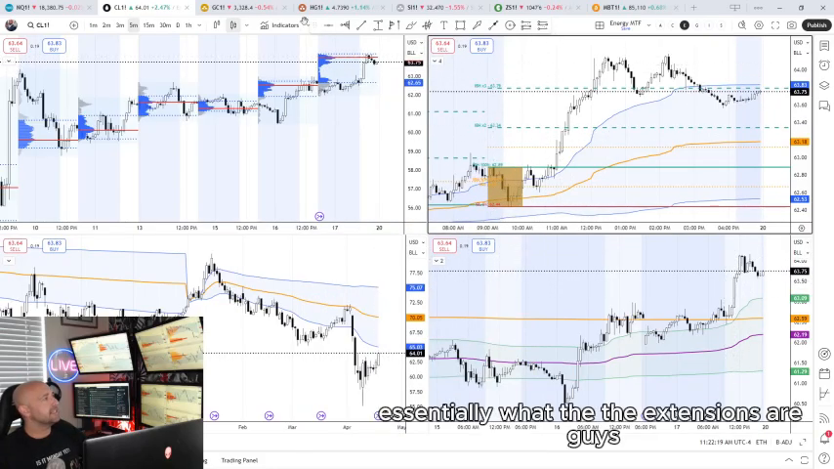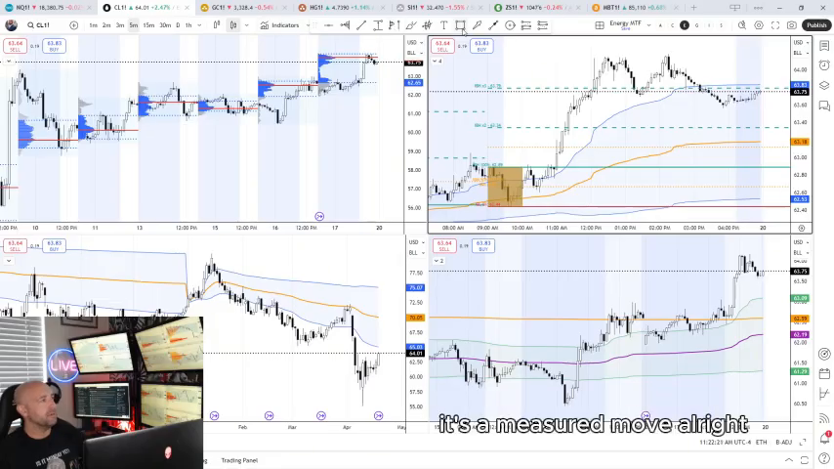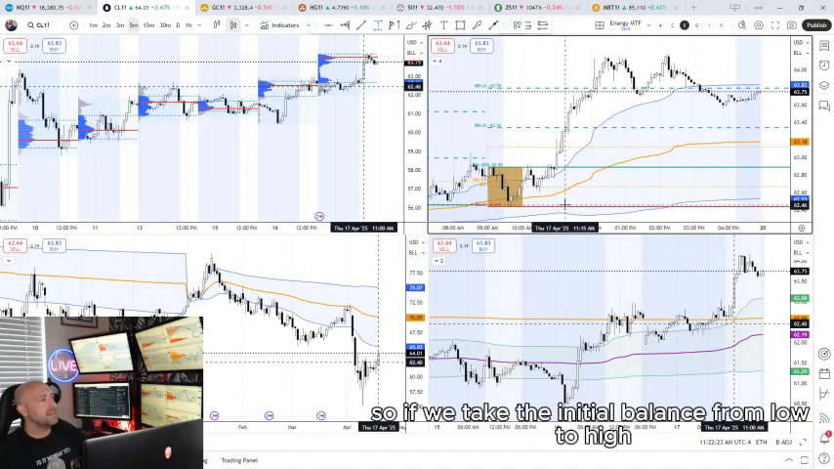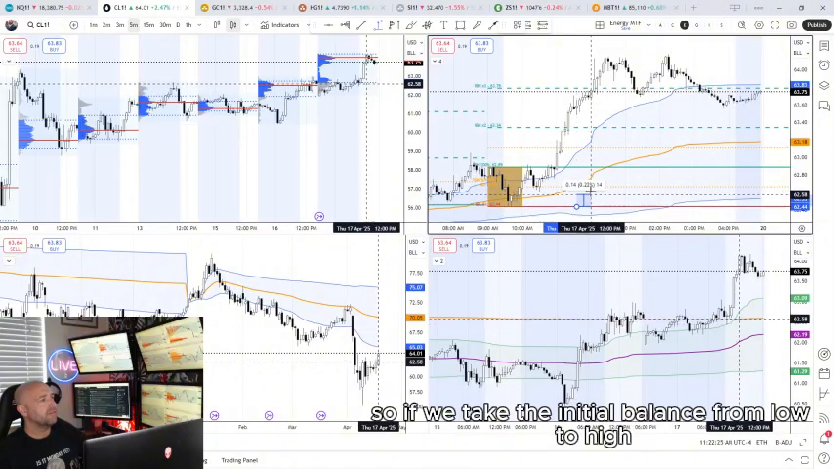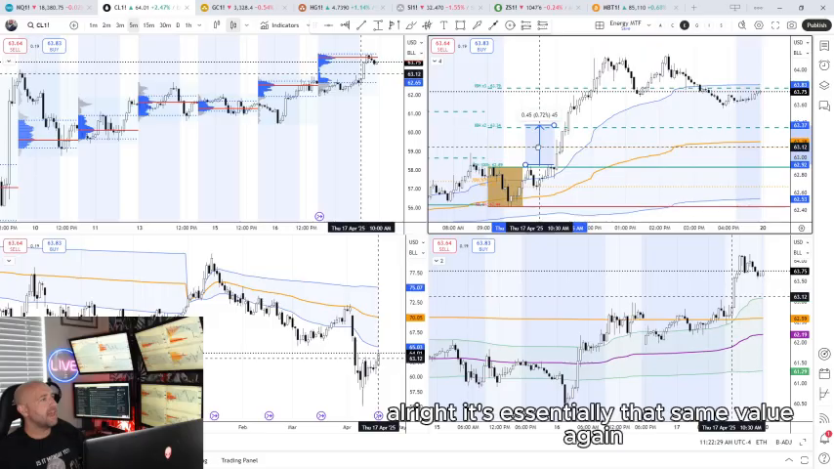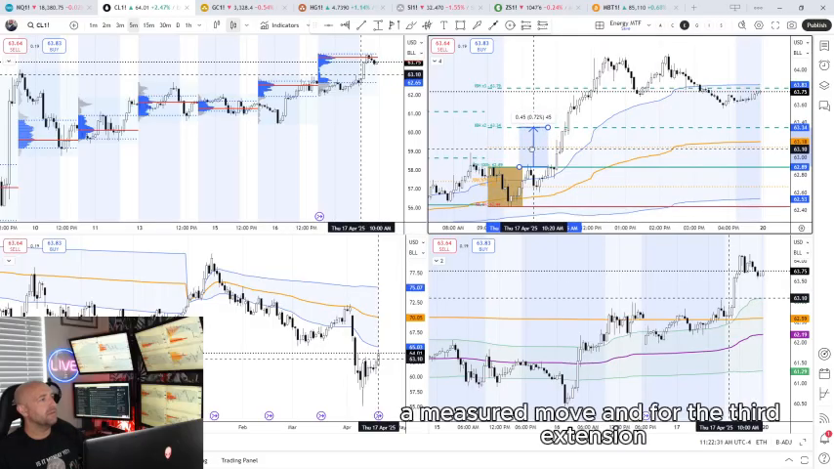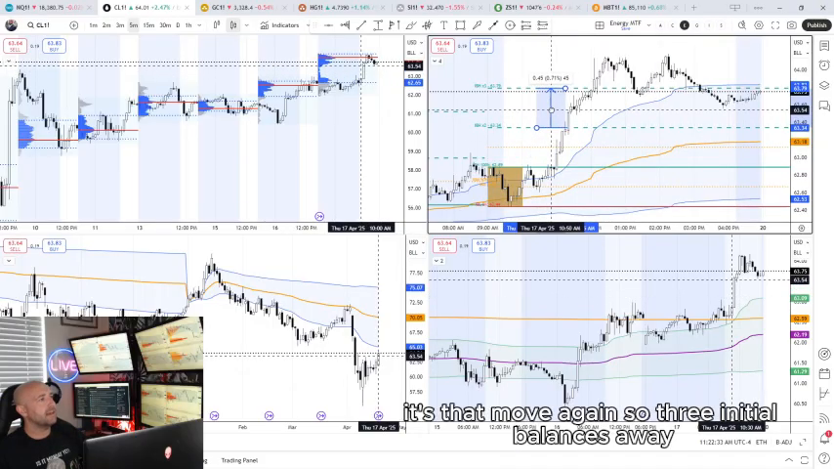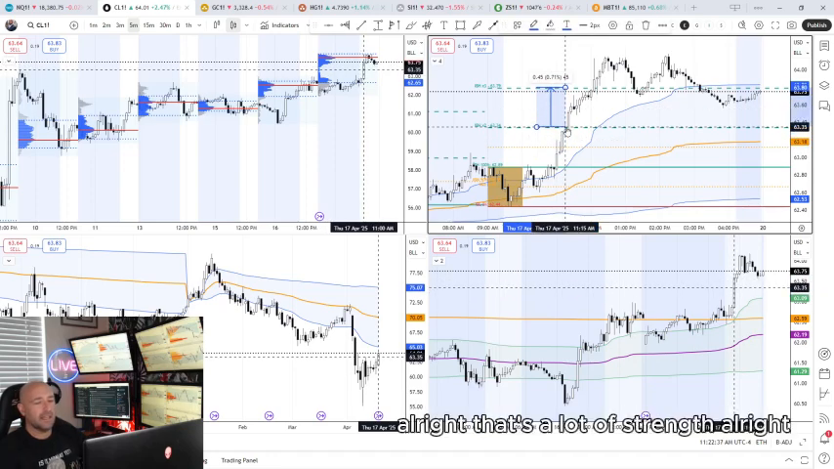Essentially what the extensions are, guys, it's a measured move. All right, so if we take the initial balance from low to high, it's essentially that same value, again, a measured move. And for the third extension, it's that move again. So 3 initial balances away. All right, that's a lot of strength.